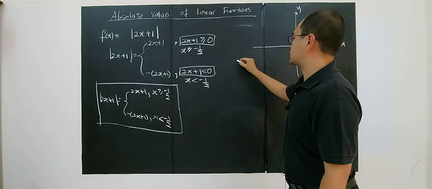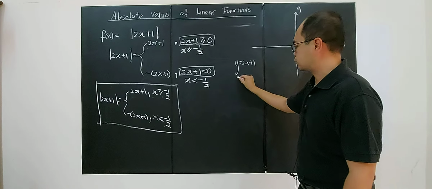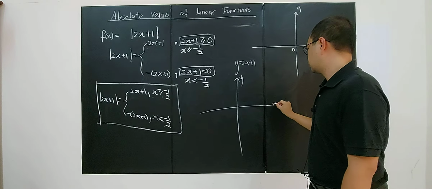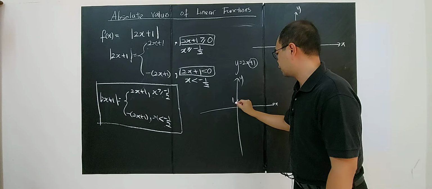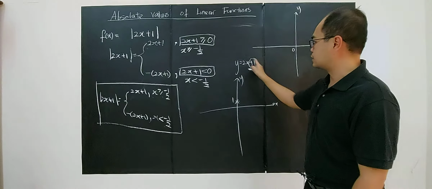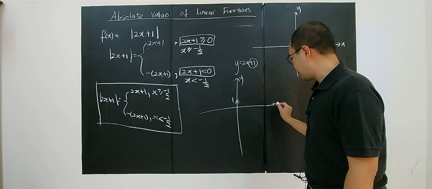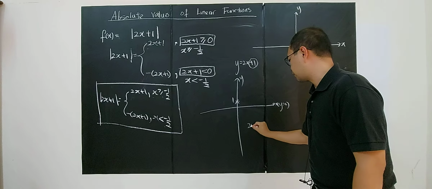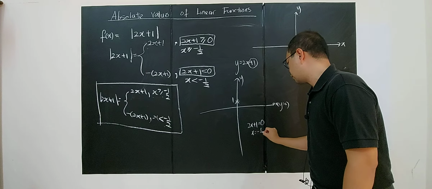At first you look at this graph here. You have to sketch the graph of y equals 2x plus 1 first. So how is the graph for 2x plus 1? Of course it will have y-intercept 1, right? And the x-intercept, for this linear function, means that y has to be 0. So 2x plus 1 has to equal 0. x equals negative 1 over 2, right?